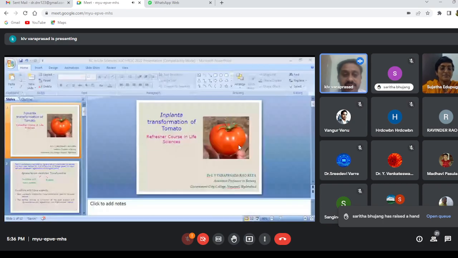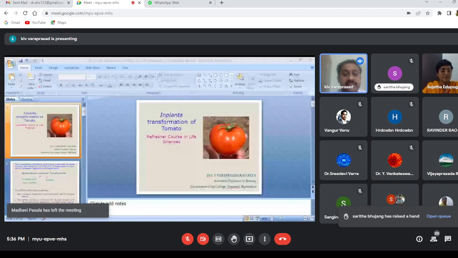I am Dr. K.L.V. Varaprasad Rao, Assistant Professor of Botany, Government City College, Hyderabad, ma'am. Today, I would like to talk on in planta transformation in tomato, which is a high throughput and a novel technique in the transformation.